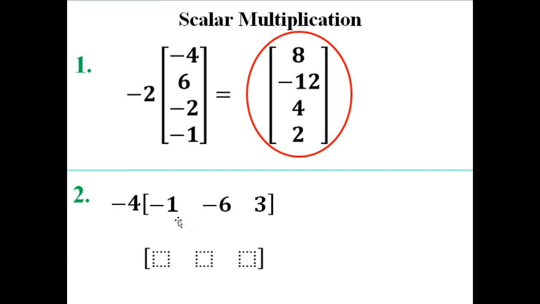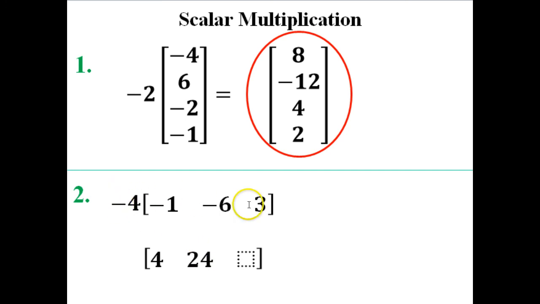-4 times -1 would yield me 4, and I'm going to write that right here. Because this -1 is on the far left, I'm going to write this answer here on the far left. -4 times -1 again is 4. -4 times -6, this is in the middle. -4 times -6 is 24, +24. So I'm going to write that answer right in the middle.